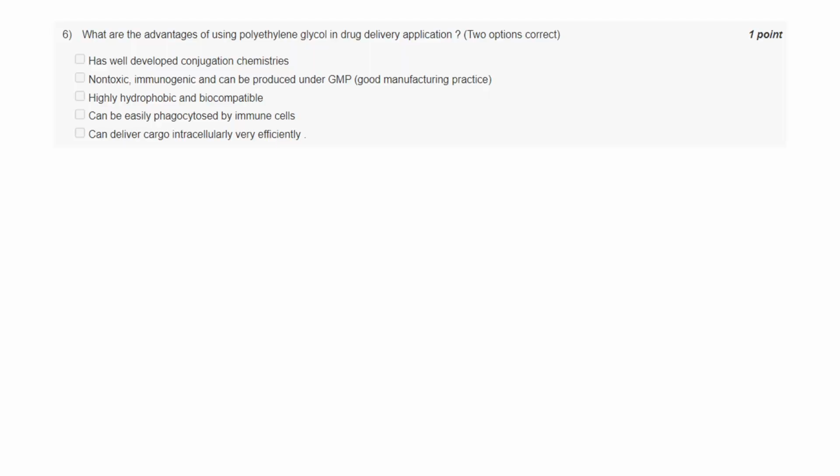Okay. So the next question is, what are the advantages of using polyethylene glycol in drug delivery applications? Here also we are supposed to choose two correct options. The options are: has well developed conjugation chemistries; is non-toxic, immunogenic, and can be produced under GMP; highly hydrophobic and biocompatible; can be easily phagocytosed by immune cells; can deliver cargo intracellularly very efficiently. So, does anybody have an answer? You guys can take your time reading through the options.